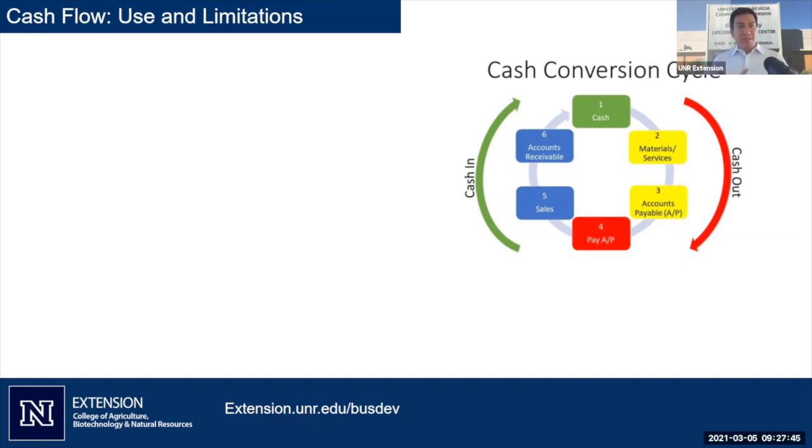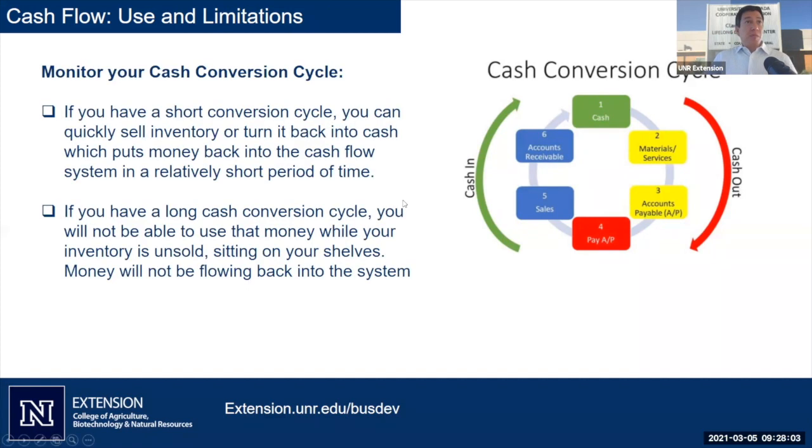In some businesses, maybe there's only 5 and 6. As soon as you sell, you get paid. That's perfect. But you have to understand the cycle, the conversion cycle of your own business. So if you have a short conversion cycle, you can quickly sell inventory and turn it into cash. You don't have that time value of money component affecting you.